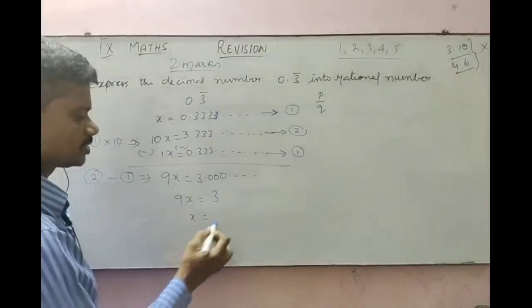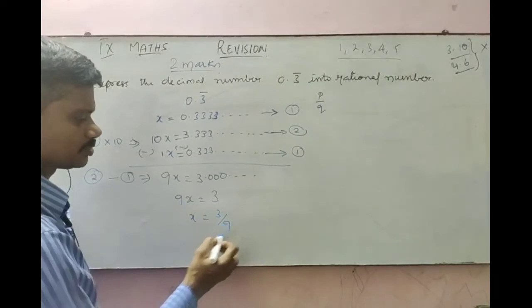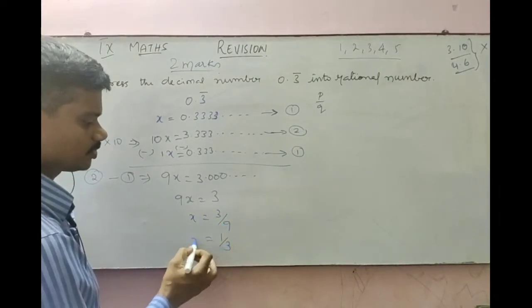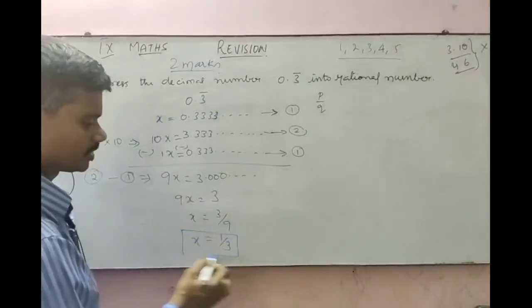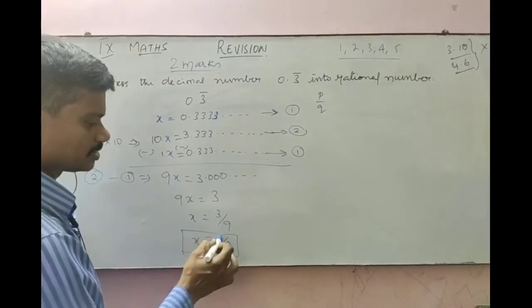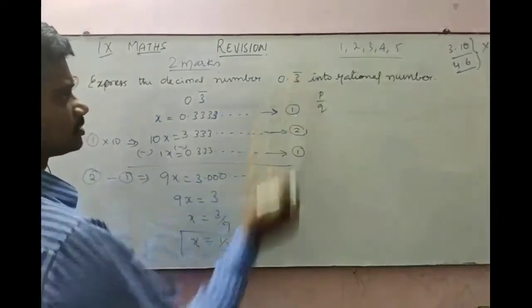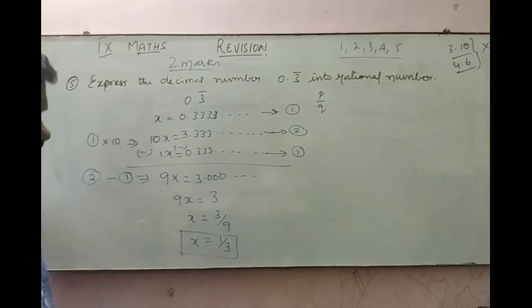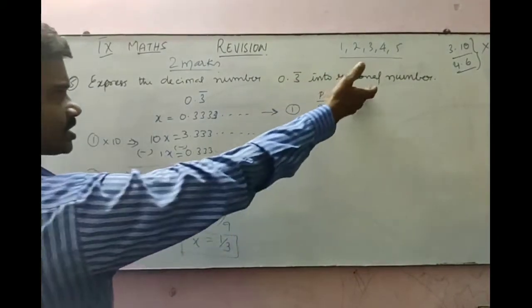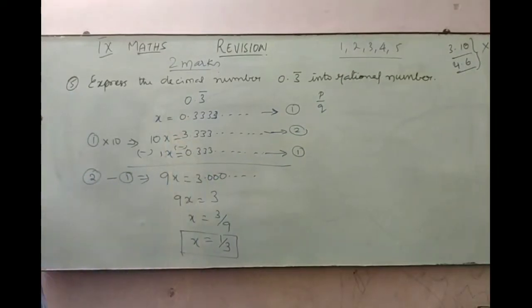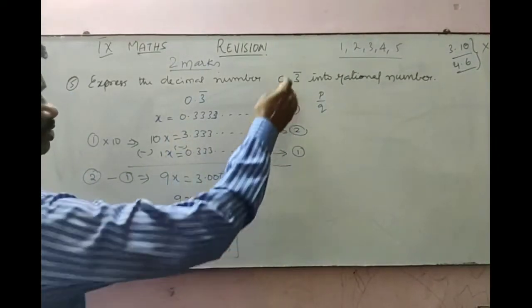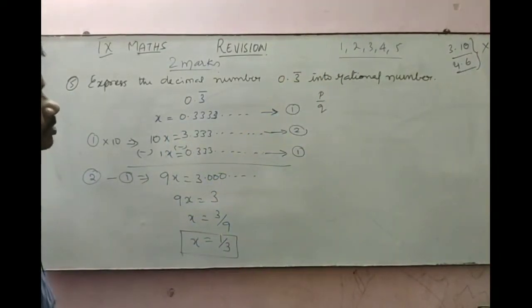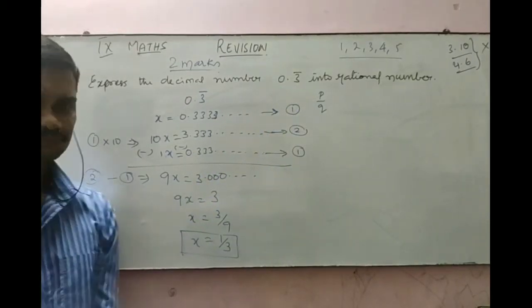If you divide this 9 with 3, you will get 3 by 9. So if you simplify this, you will get x as 1 by 3. So this is the rational form of decimal expression 0.3 bar. So the repeating decimal numbers are rational numbers. So this is the method. So you have to practice the remaining sums also in the model sums exercise, so practice those sums.